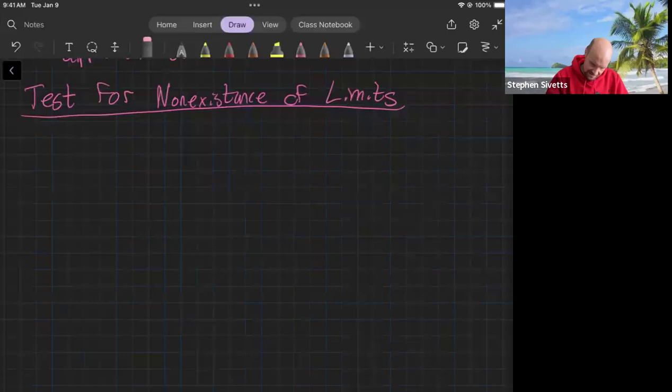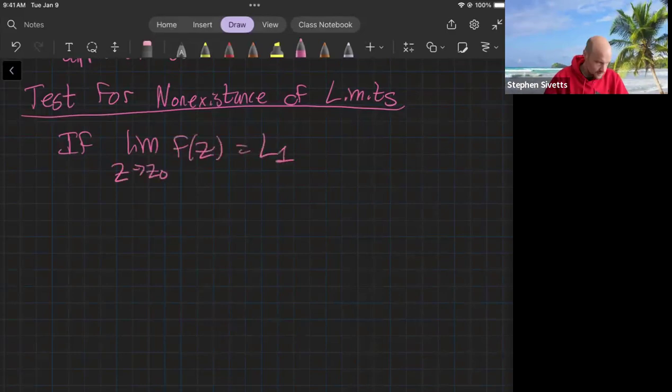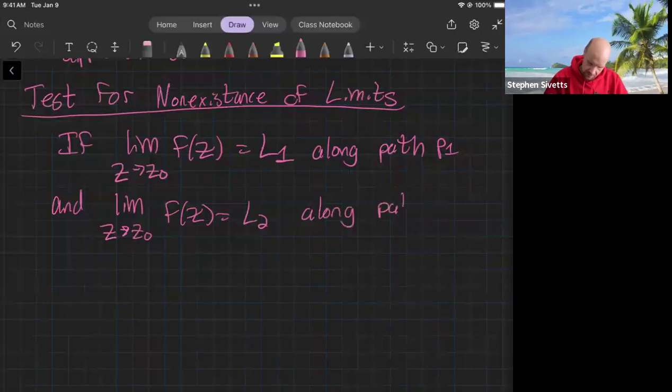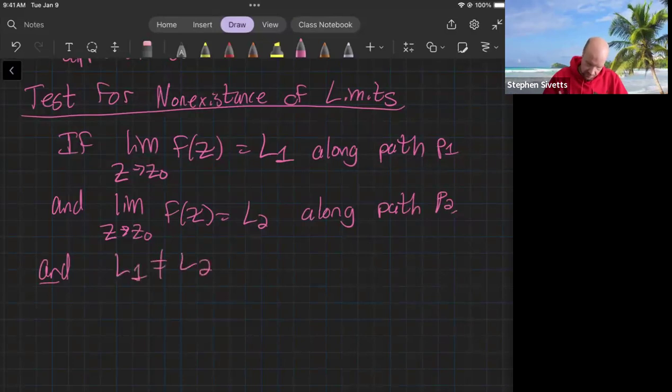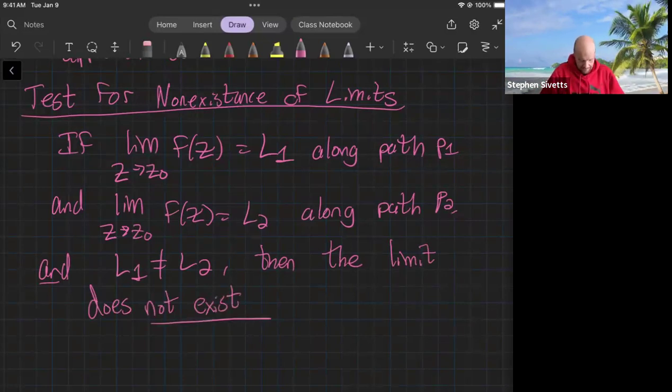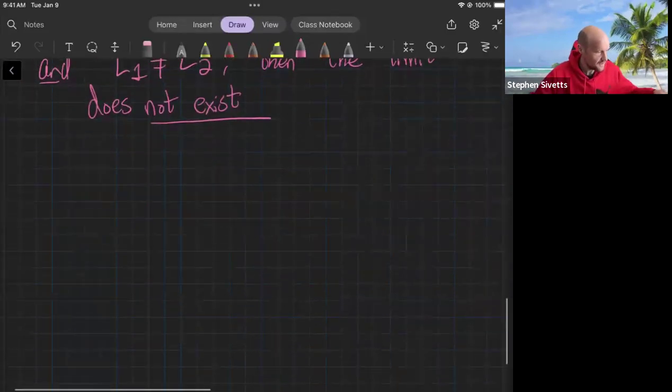So here's the test. If the limit as z goes to z naught of f of z equals L1 along some path, call it P1, and the limit as z approaches z naught of f of z equals L2 along some path P2, and L1 does not equal L2, then the limit does not exist. It's that straightforward. Okay?